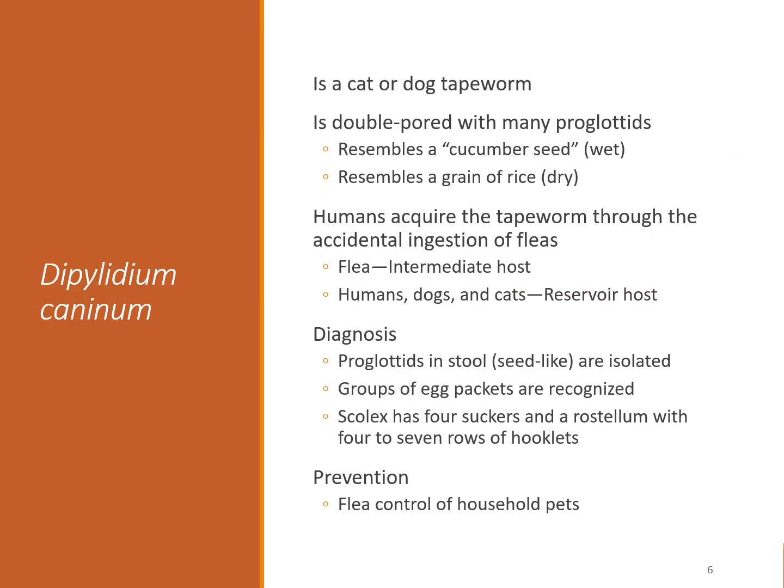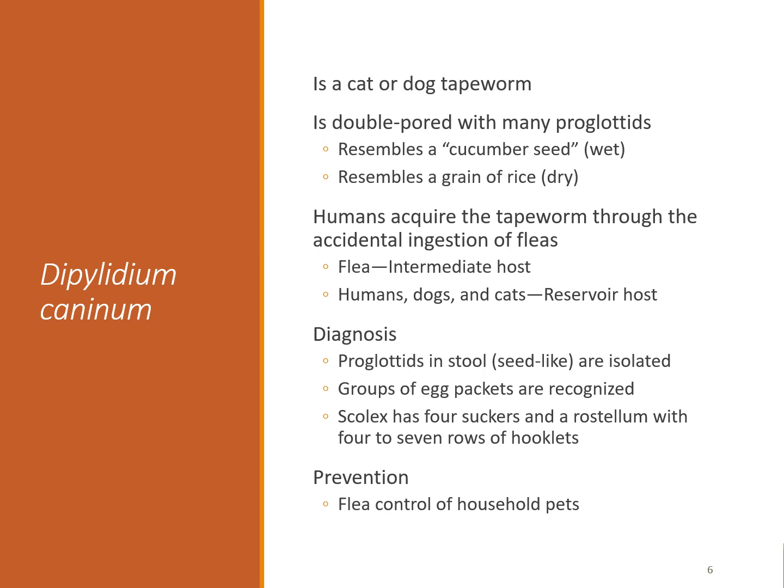Dipylidium caninum. This is known as the cat or the dog tapeworm. The proglottids have a distinctive characteristic to them. They say they can appear as grains of rice in the stool, or like a cucumber seed. Humans can get the tapeworm through accidental ingestion of fleas, but cats and dogs are typically who's going to be infected with it, and then the host would become accidentally infected by being exposed to the larvae from infected animals.